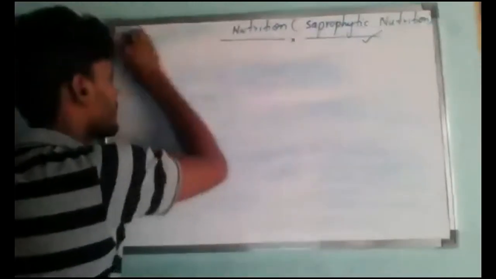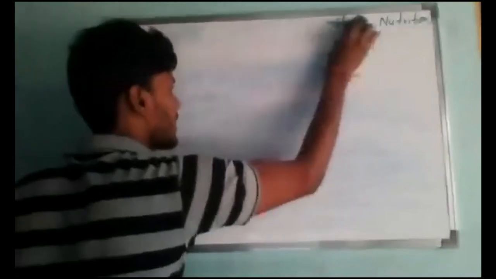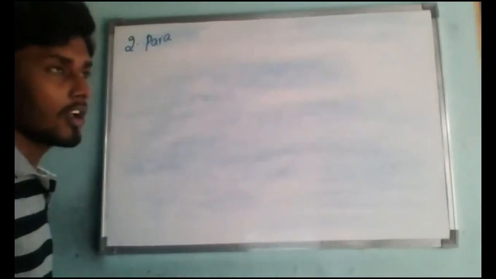Parasitic nutrition. This is very simple. Even from the name itself you can understand. Parasite means living in another body. It cannot sustain on its own, so it always lives in another body for its food, shelter and everything. That is called parasitic nutrition. So all of you keep the heading parasitic nutrition.